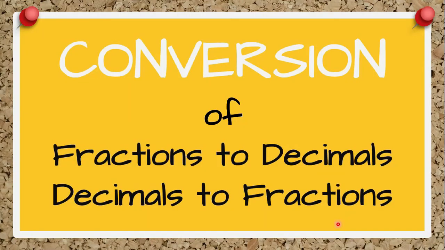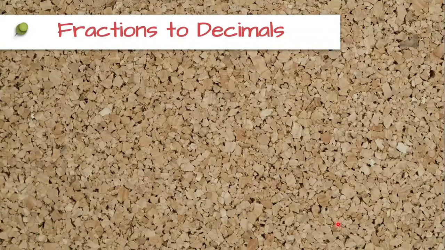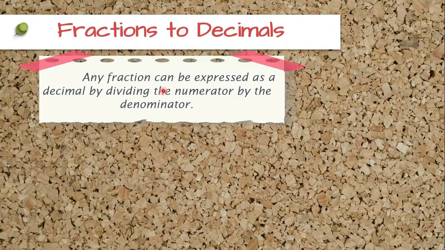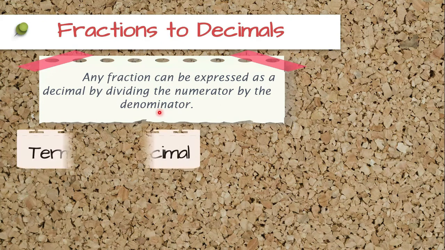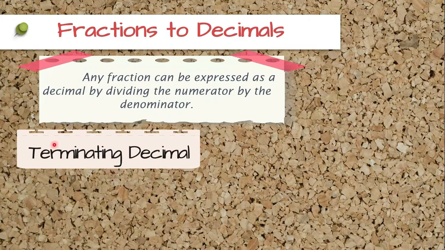Conversion of fractions to decimals or decimals to fractions. So first is fractions to decimals. Any fraction can be expressed as a decimal by dividing the numerator by the denominator. First, we have what we call a terminating decimal.